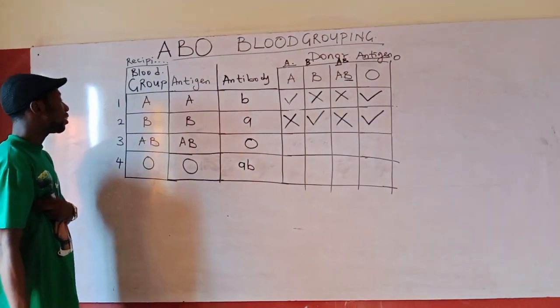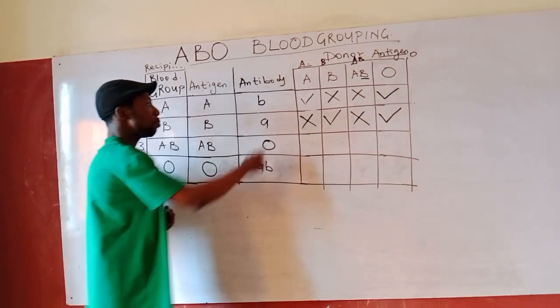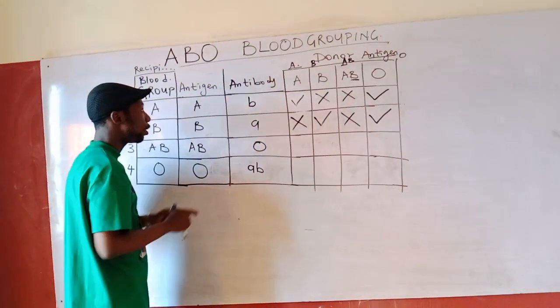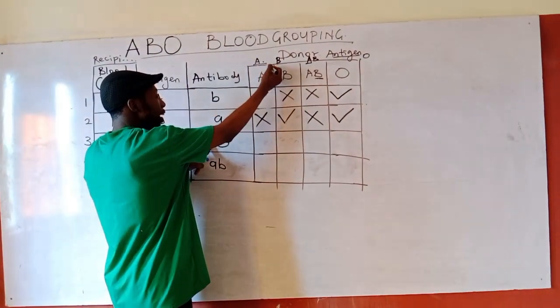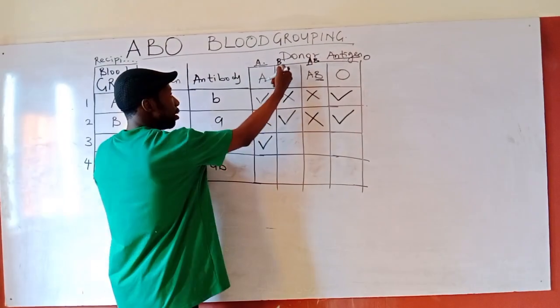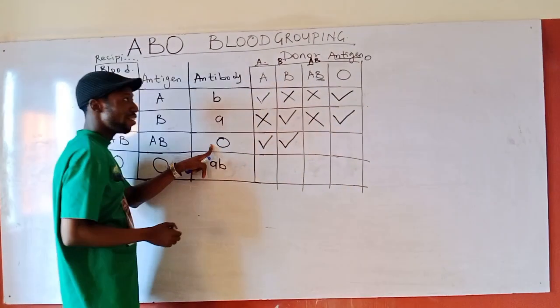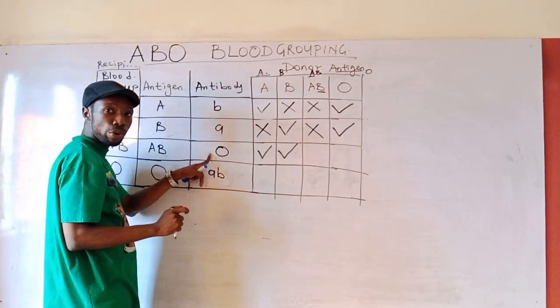Then let's look at the third recipient with blood group AB, receiving blood from A. Can A give this person blood? Yes, it's possible, because there is no antibody here to fight against. So if antigen A is coming inside, there is no antibody to react, and the blood can go here. If B is coming, there is no antibody, and the blood can go here.